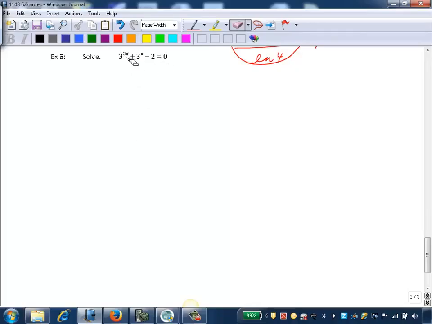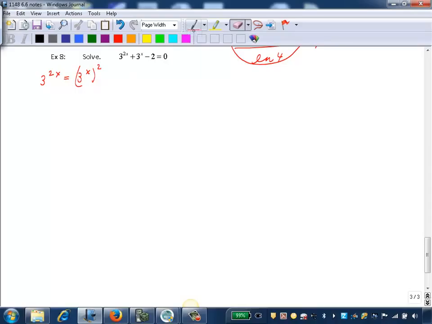If you look at this, you can see that we've got 3 to the 2x and then 3 to the x and then a constant. Okay, so if you note, 3 to the 2x power is the same as 3 to the x squared, because power to a power, x times 2, you multiply those and get 2x. So it turns out that this first term is actually the second term squared.